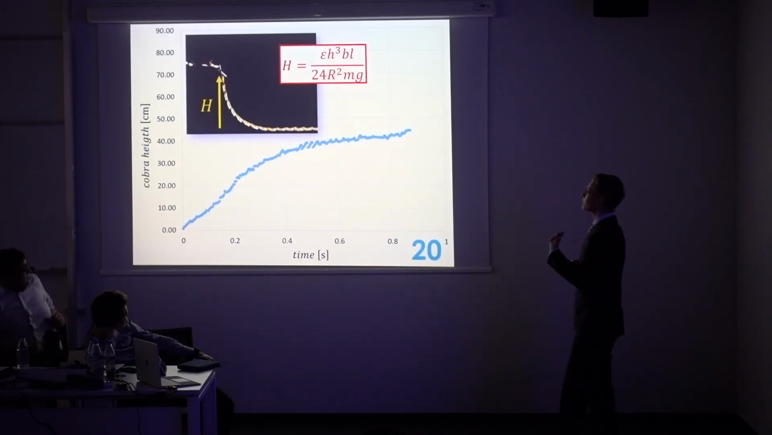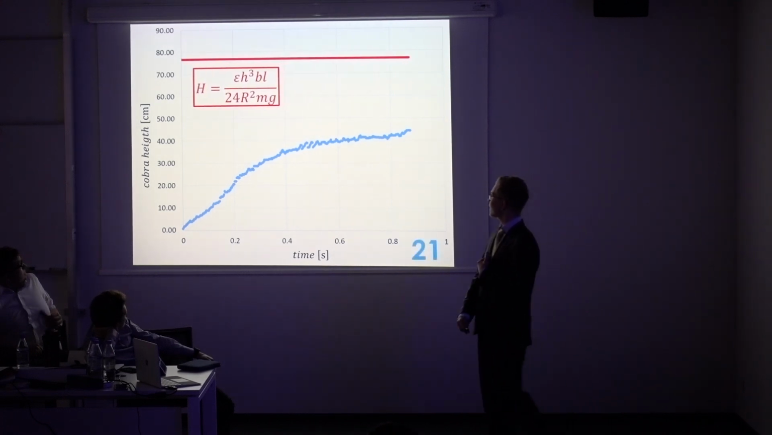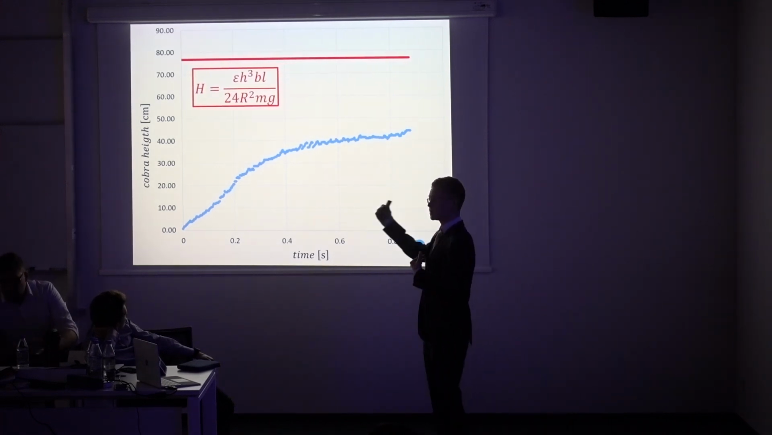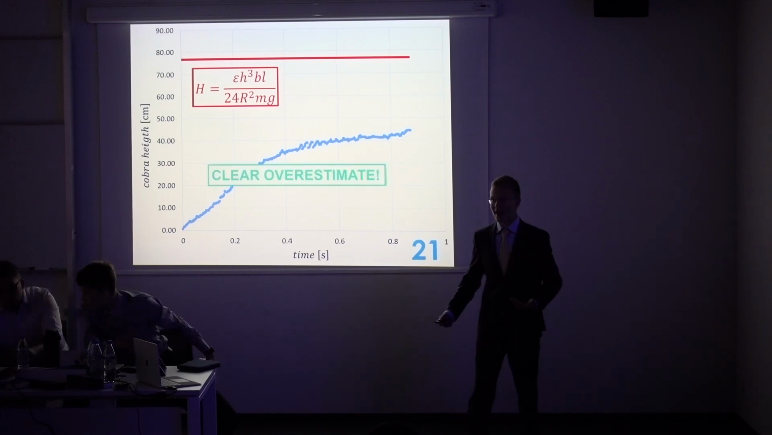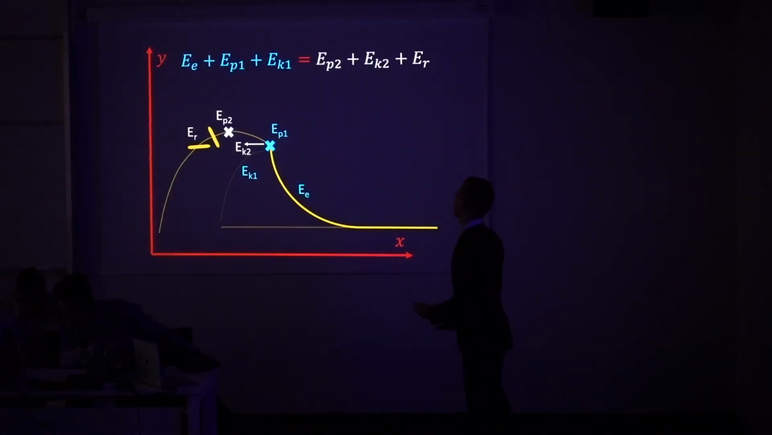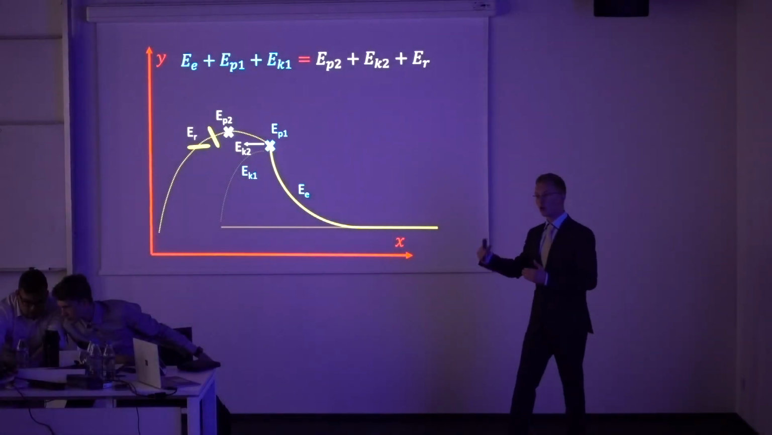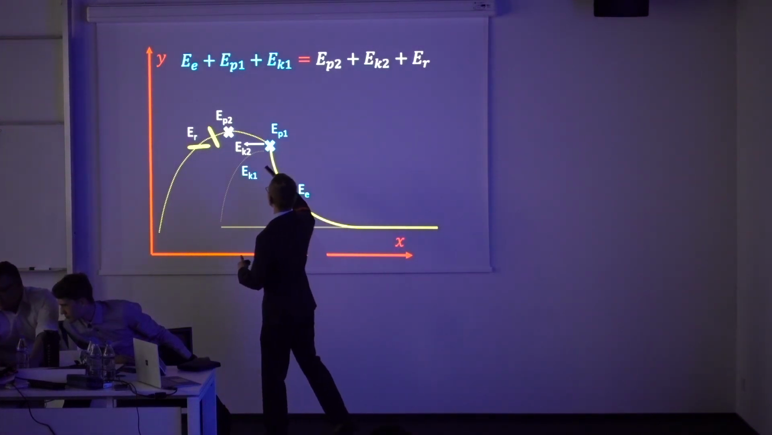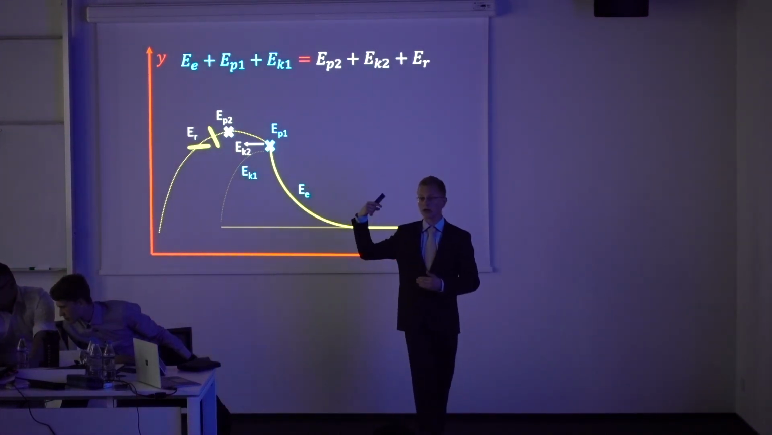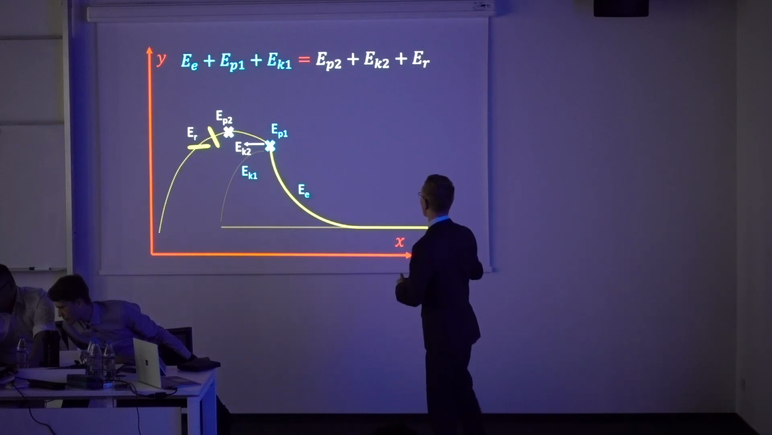So, with this formula, when we compare it with the height that the cobra tends to reach in the steady state, we get a clear overestimate. This should make sense because there will indeed be more energies in play, such as the potential energies and rotational energies imparted on the sticks when they leave the cobra.